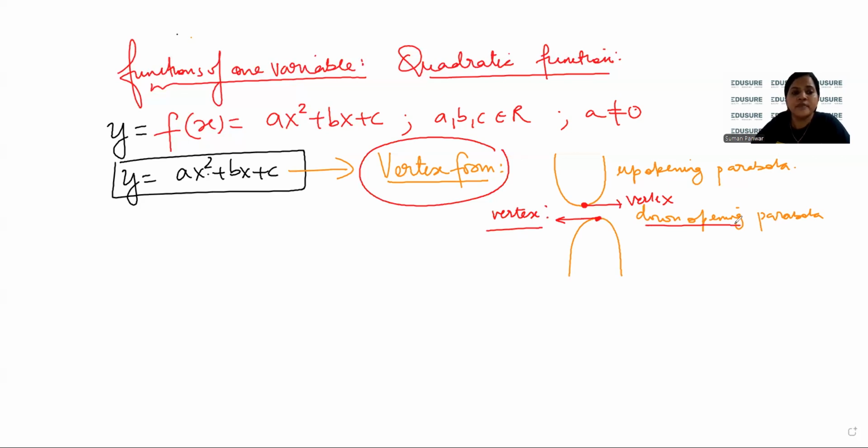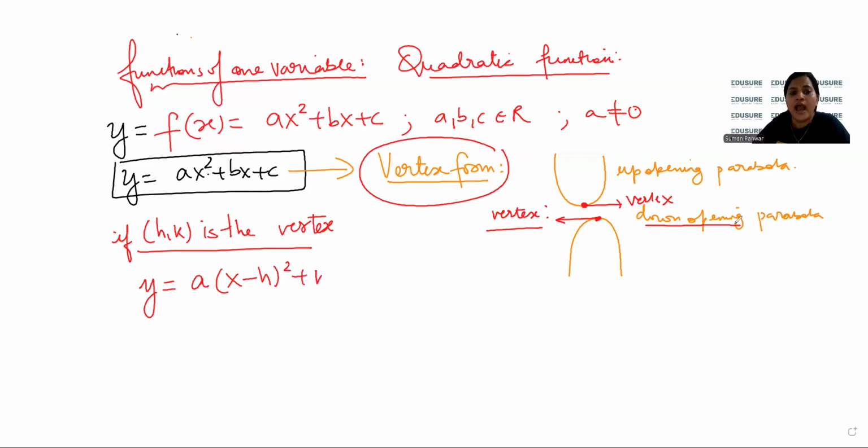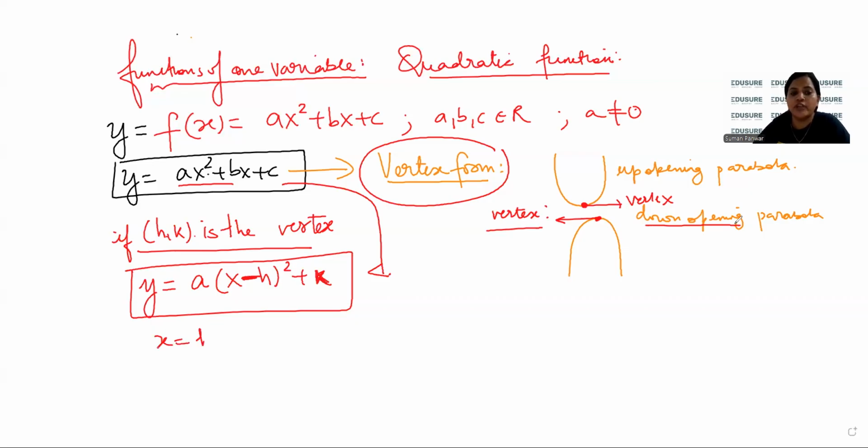If (h, k) is the vertex of the quadratic function or the parabola, then I can write my quadratic function as a(x minus h) whole square plus k. I can convert this equation into this equation where (h, k) is the vertex. Remember that we have a negative sign here and we have a plus k sign here. So if you put x equals h, you can see for yourself, we will get y equals k.